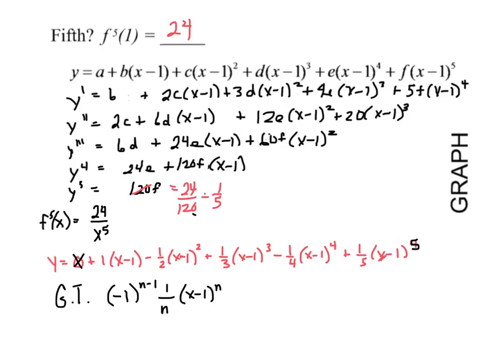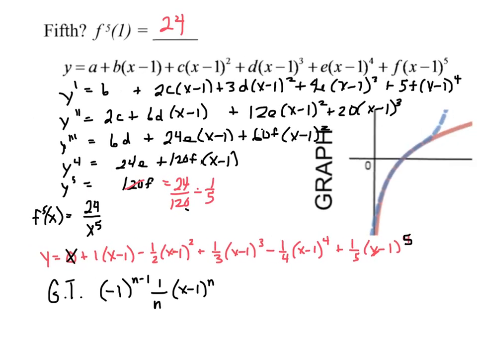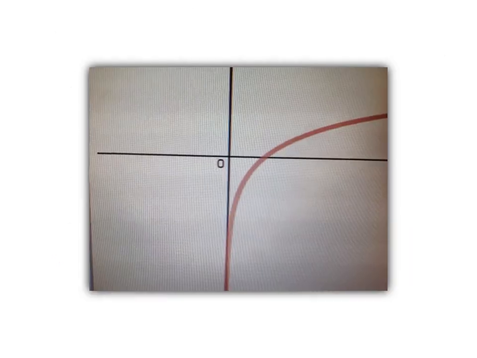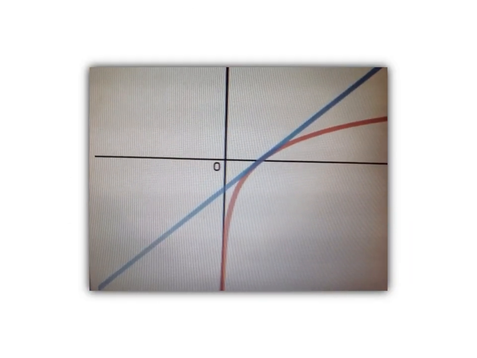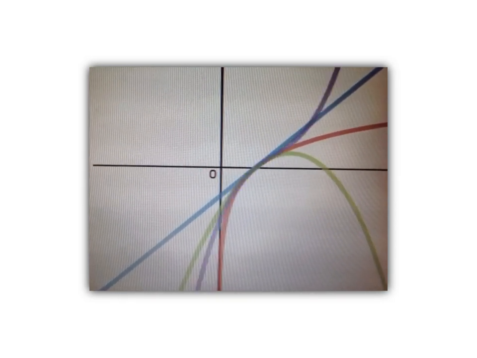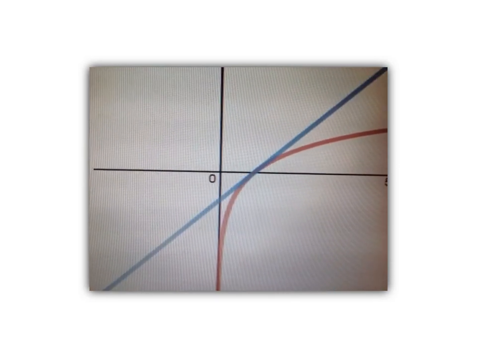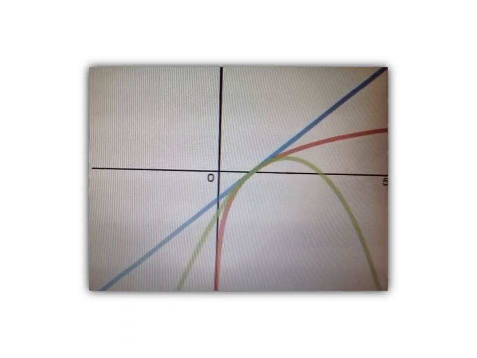Now let me pull out what this looks like again. So here it is. The original is in red, and the 5th degree polynomial is in the dotted blue. Now, on the next slide, I'm going to show you the generation of these one by one. Line, parabola, cubic, 4th power, and the 5th power. So you can see as we add more terms, it becomes a better and better fit of the natural log.